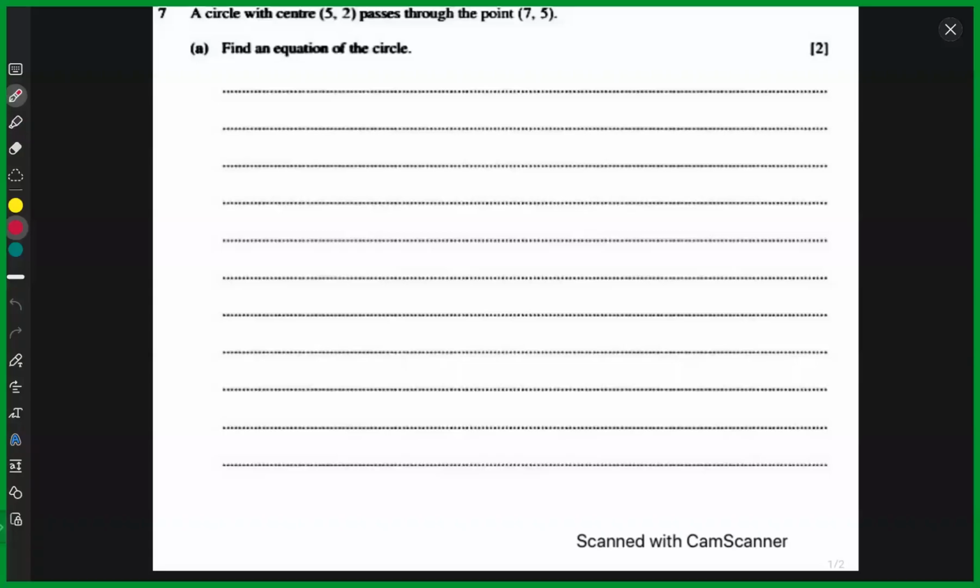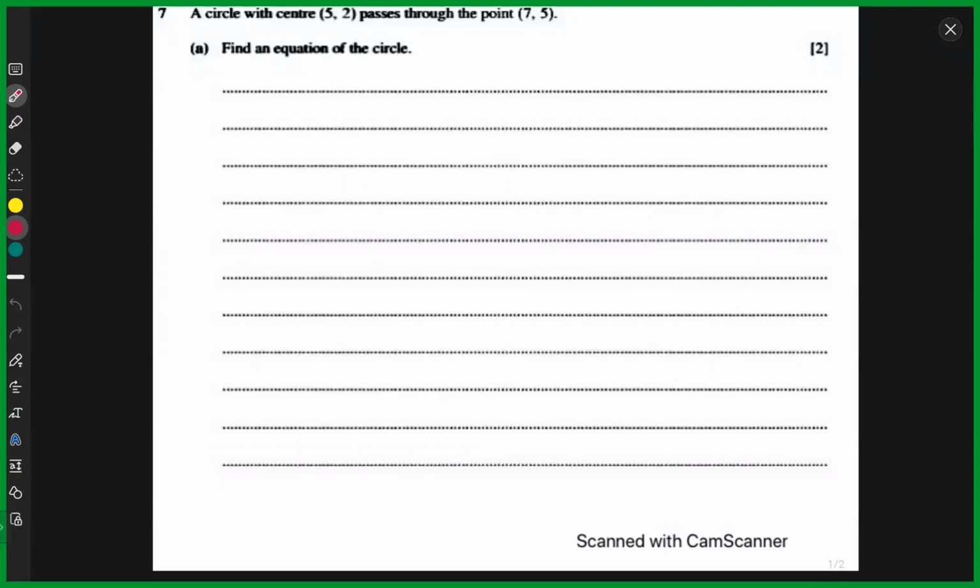Okay. Now let's talk about a past paper question, but I'm more interested in the second part. Part 1 says a circle with center (5, 2) passes through (7, 5). Find an equation of the circle. Now this is very, very simple. Please do it quickly, and meanwhile I'll write down the answer as well.